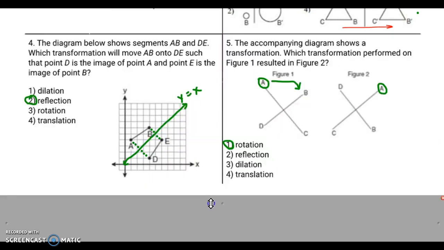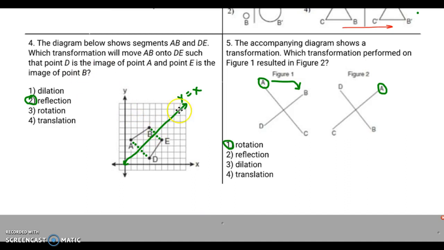All right, here's 4 and 5. This diagram represents a reflection, and we know it's a reflection because B and E are the same distance away from y is equal to x, and A and D are the same distance away from y is equal to x. It is an example of a reflection because that's the definition of a reflection. It's the same distance away from one central line, one line of reflection. In this case, it's y is equal to x.